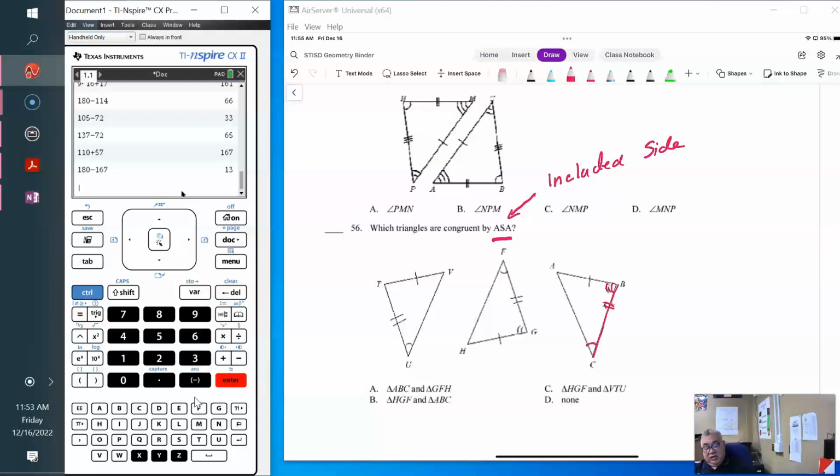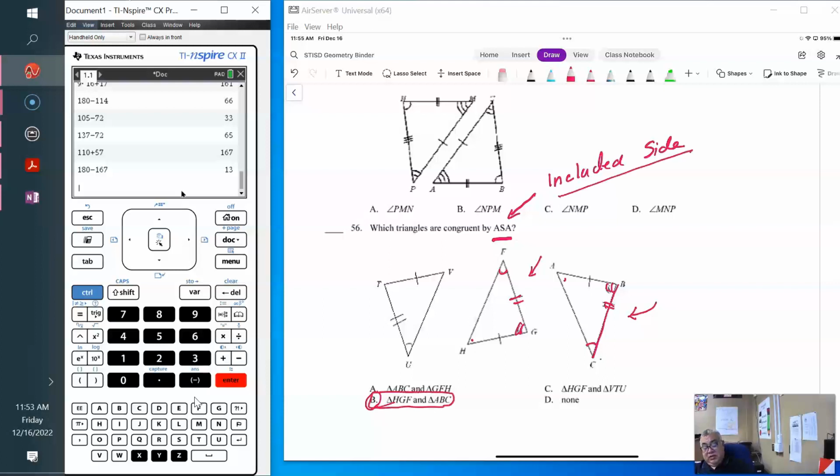That's the included side. This triangle, we have angle, and this angle, and this is the side. So that's the included side. This is the included side. That's the included side. So triangle HGF and triangle ABC. So your answer is B. So H corresponds with A, G corresponds with B, and the last one, F, corresponds with C. So your answer is B.